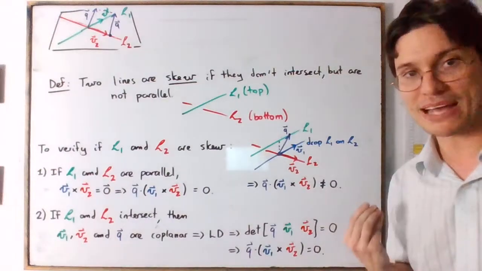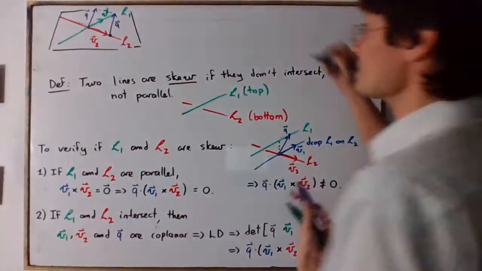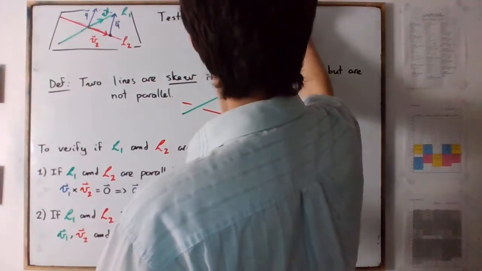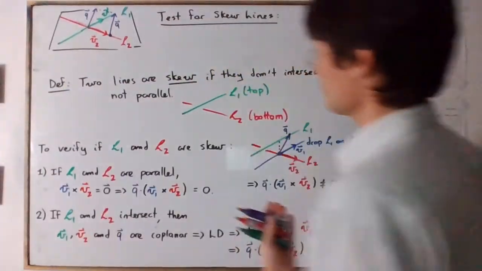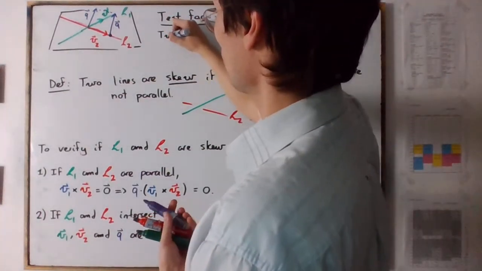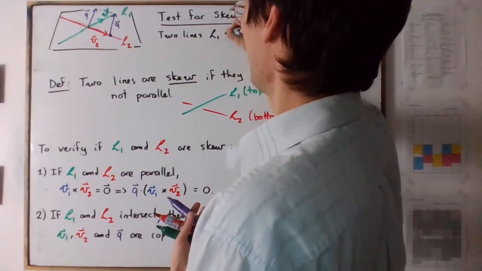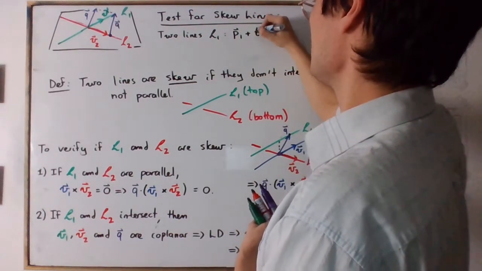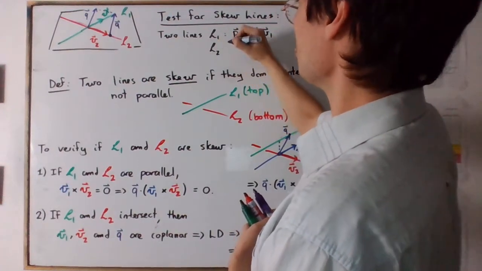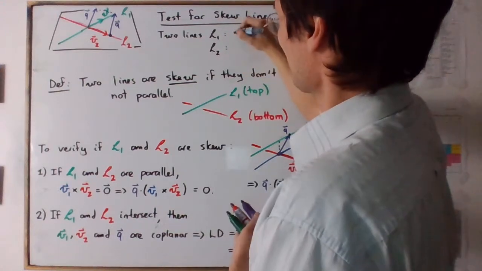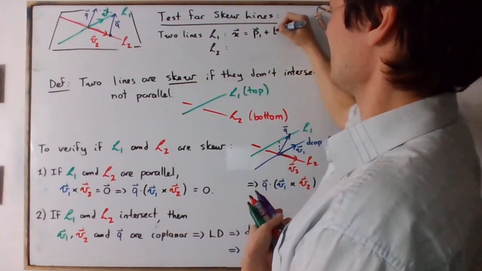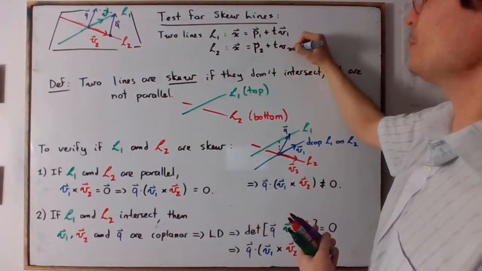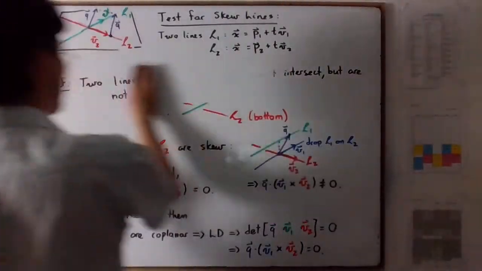Let's now summarize this discussion into a test. We call this the test for skew lines. It's very simple. It reads like this: two lines, L1 and L2, written in parametric vector form. So X is equal to P1 plus t V1, and L2 will be X equal to P2 plus t V2.